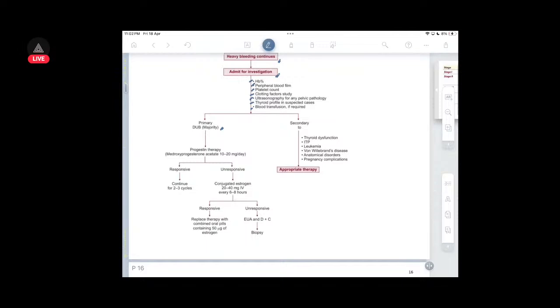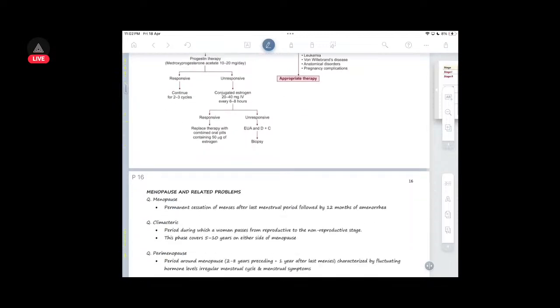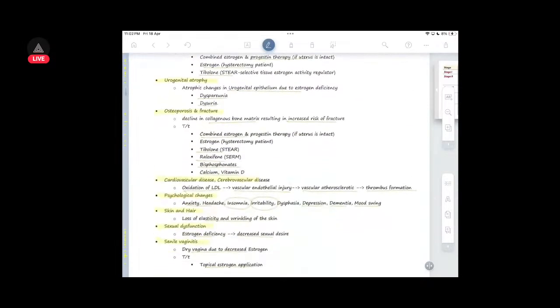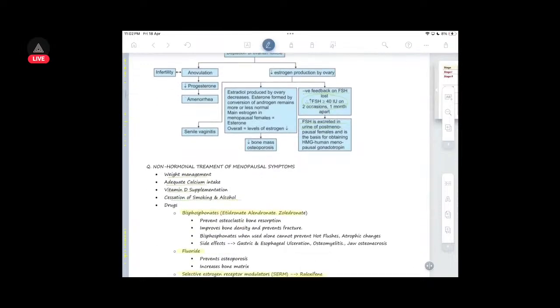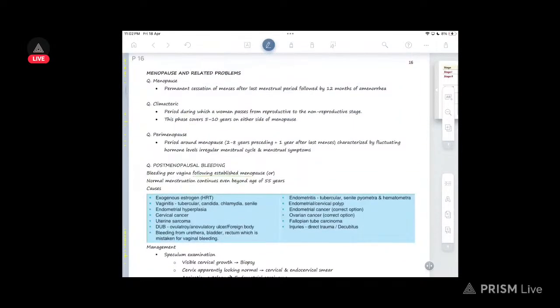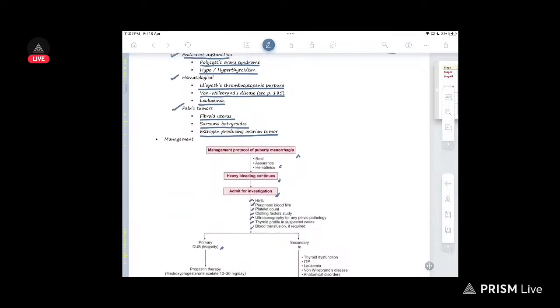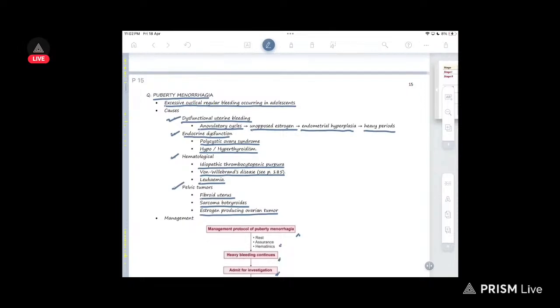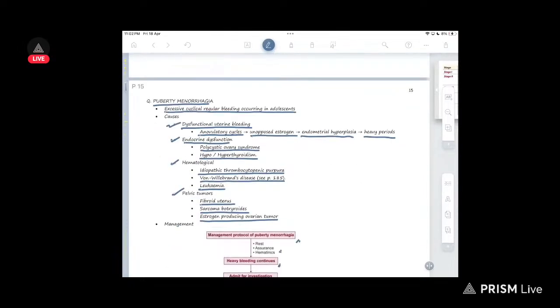Wait, one second. I forget what they call it. Dysmenorrhea? I don't know. They call it DUB, but it's dysmenorrheic uterine bleeding, something like that. Okay, so majority of, okay, look, it will be dysfunctional uterine bleeding. Sorry, my bad. Dysfunctional uterine bleeding.